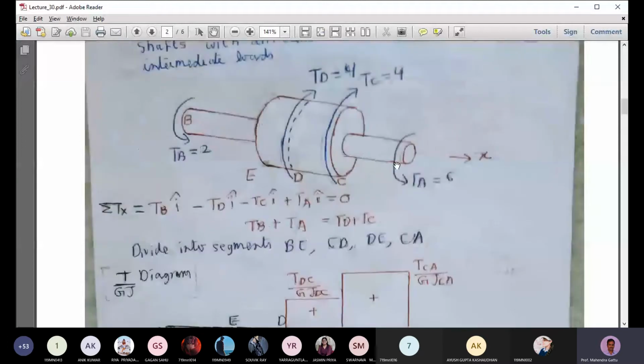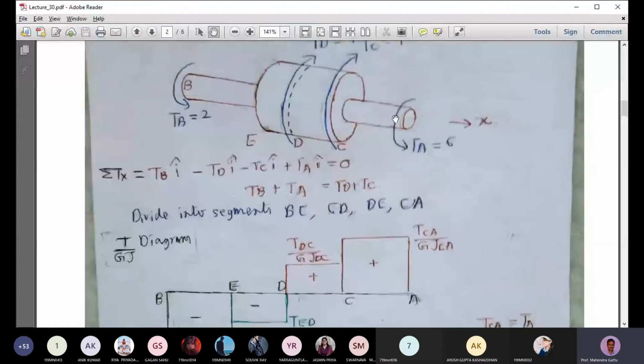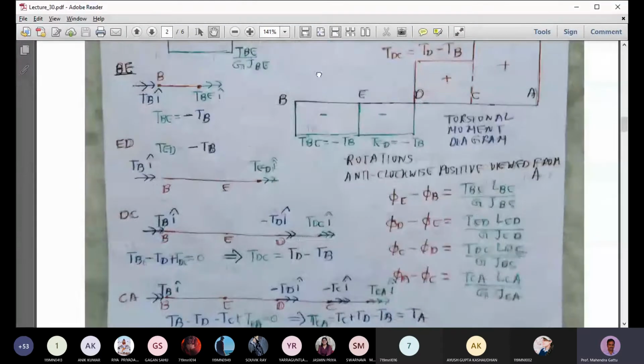Similarly we can do the analysis for the segment CA. So here there will be plus 2 i cap, minus 4 i cap, minus 4 i cap. So we'll get minus 6 plus TAC, so TAC will be 6. Or you can take the left portion and you will see that this is 6. Let's do that.